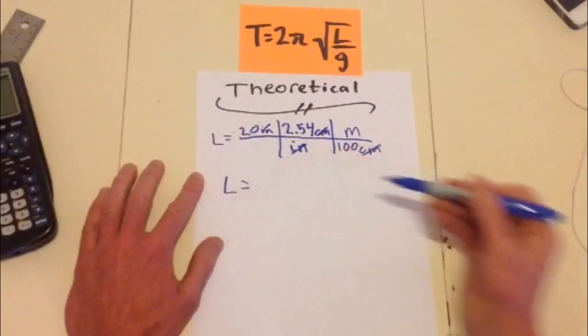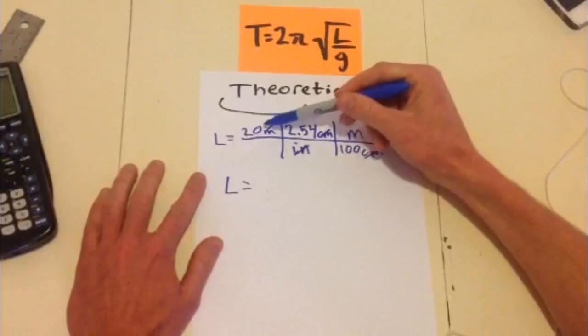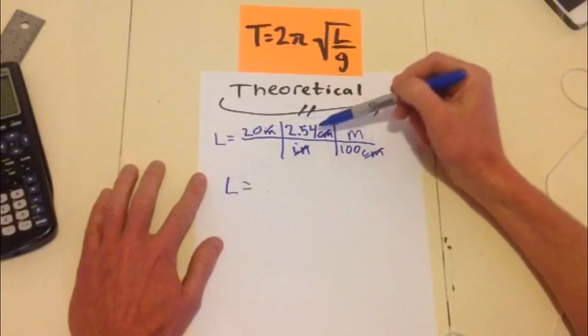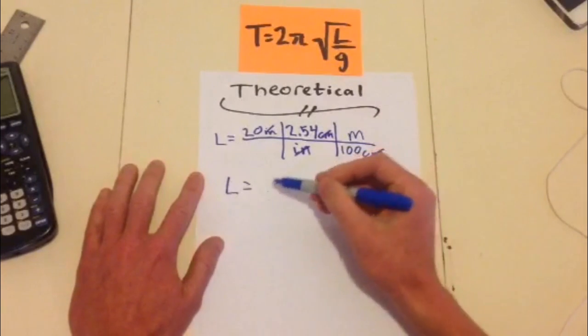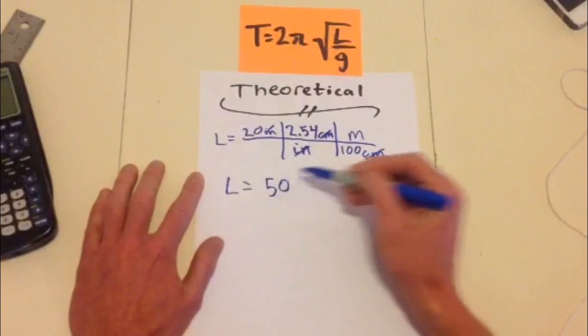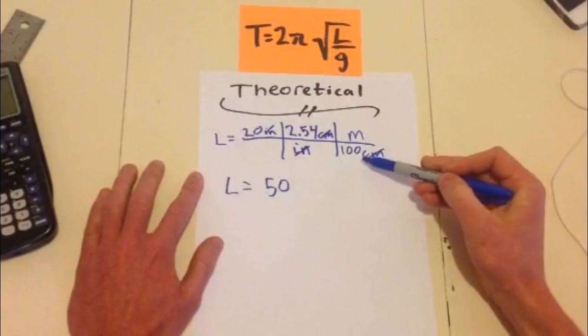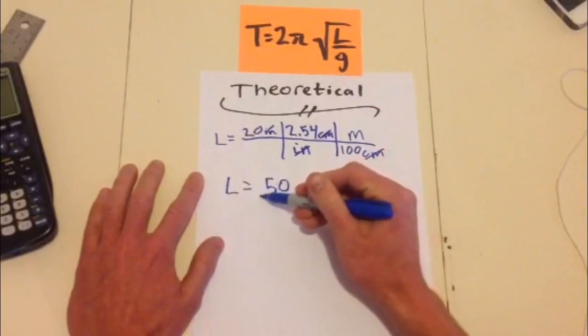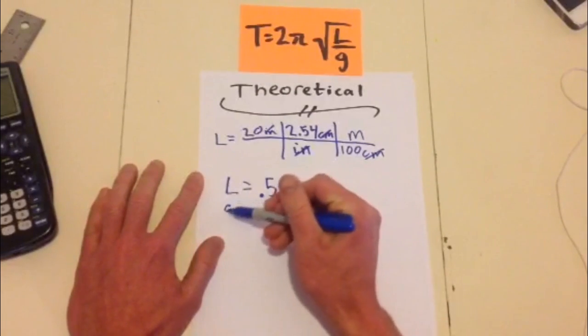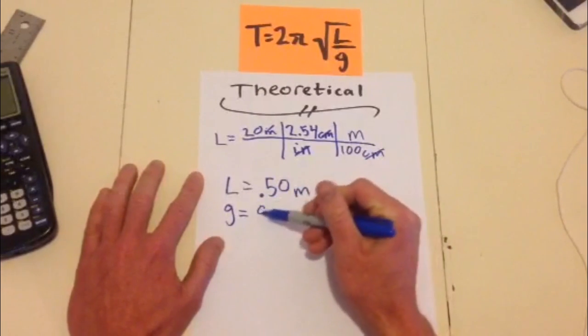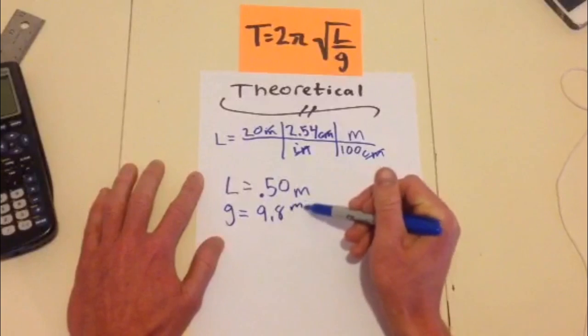The final value for this would be 20 times 2, that gives us 40. Half of 20 is 10, and this is just going to give us about 50. Now if we divide 50 by 100, we end up with 0.50 meters. We also know that the acceleration of gravity is 9.8 meters per second squared.